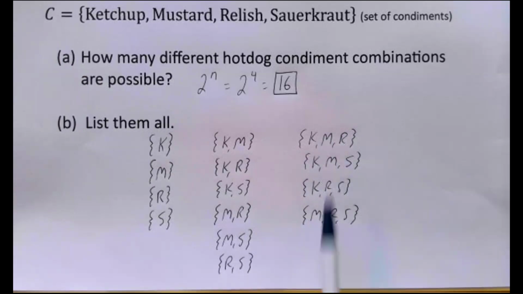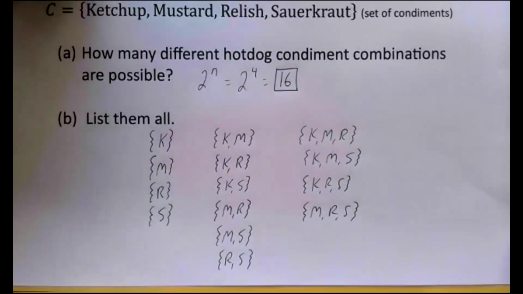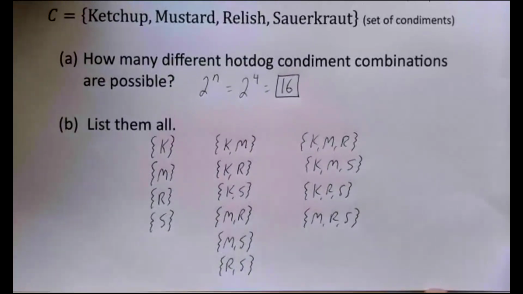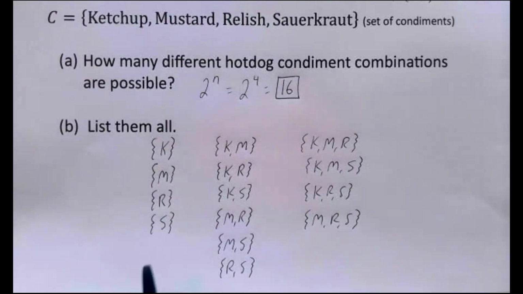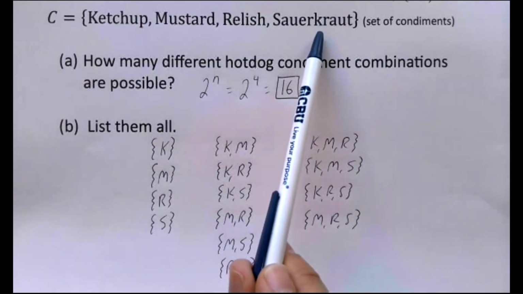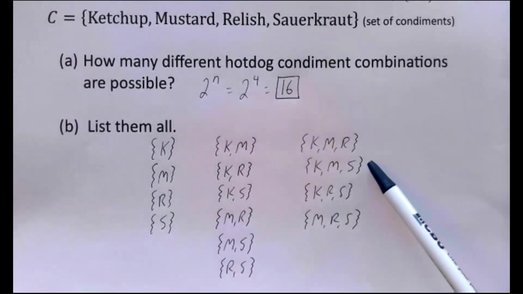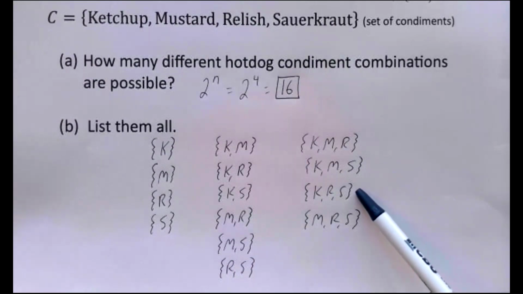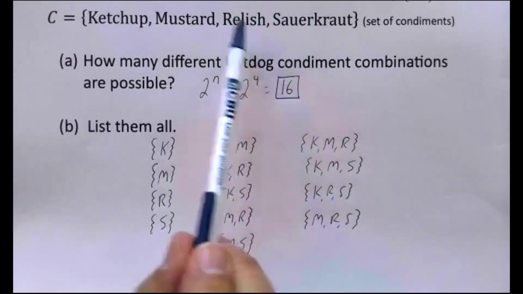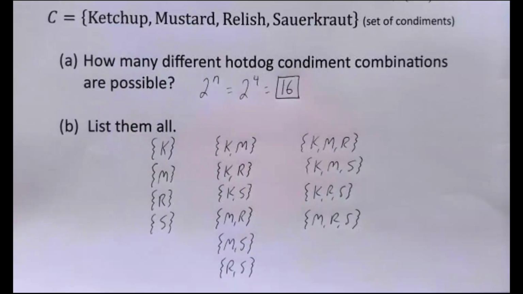It should make sense that there are four of them because it matches up with the four over here in a way. On the first one, I was holding the sauerkraut. On the second one, I was holding the relish. On the third one, I was holding the mustard. On the last one, I was holding the ketchup. There should be four of them because it's just which one are you going to leave out, right?